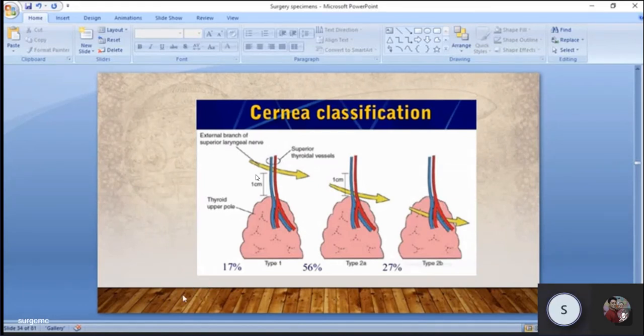Very good question. But firstly, I will tell. Previously, it was said that the superior thyroid artery should be ligated near the thyroid lobe, and the inferior thyroid artery should be ligated beyond the thyroid lobe, away from it. But now it has changed. Now you have to tie the subcapsular branches, the individual branches of the inferior thyroid artery.